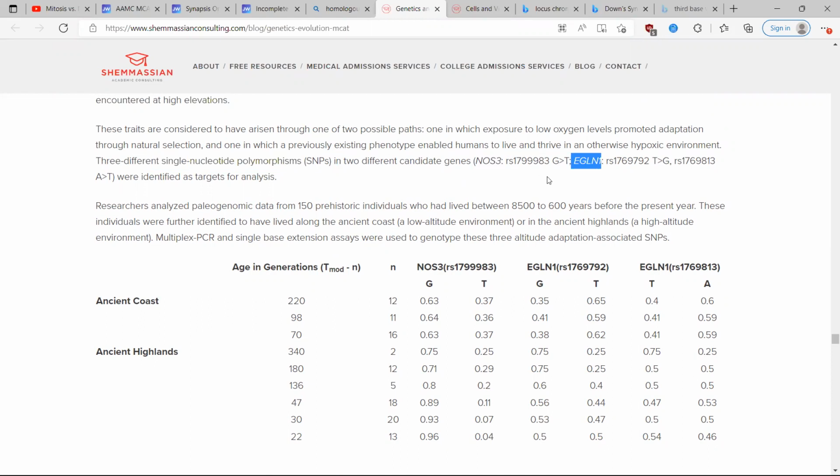And then they said, what is the polymorphism? They're saying at this position, a guanine was replaced with a thymine, or a thymine was replaced with a guanine, or an adenine was replaced with a thymine. These are the 3 different polymorphisms that they're investigating as potentially something that promoted adaptation for survival with low oxygen.